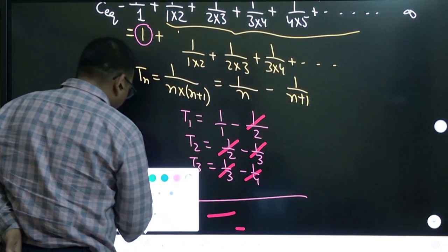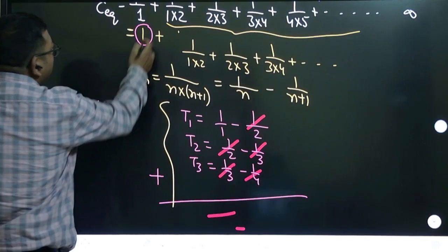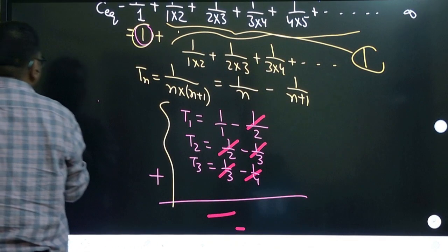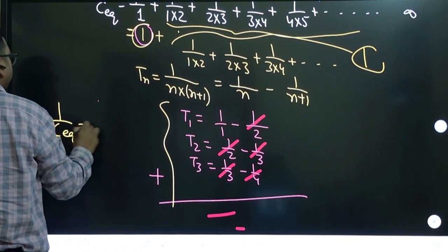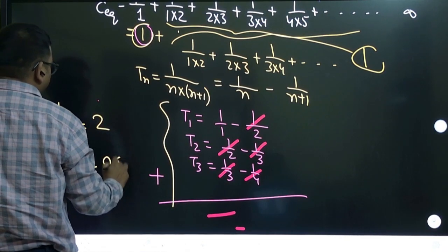All these terms will get cancelled, and the sum of this will give only 1. So already 1 was there, and the sum of these things is going to give us 1. So 1 plus 1, 2. So 1 by C equivalent has become 1 plus 1, 2. So C equivalent will come 0.5.